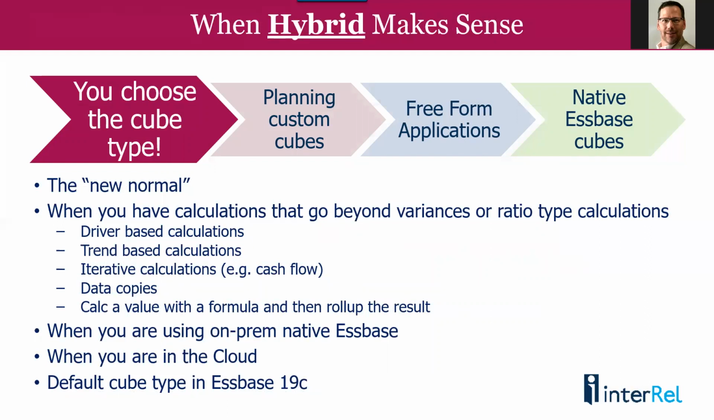Hybrid is the new normal. Hybrid is recommended when you have calculations that go beyond variances or ratio type calculations, such as driver-based calculations, trend-based calculations, or iterative calculations. Hybrid is recommended when you are using on-prem native Essbase or when you are in the cloud. For Essbase 19C, hybrid is the default.